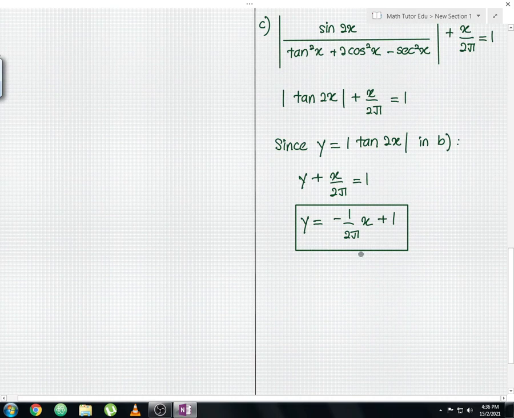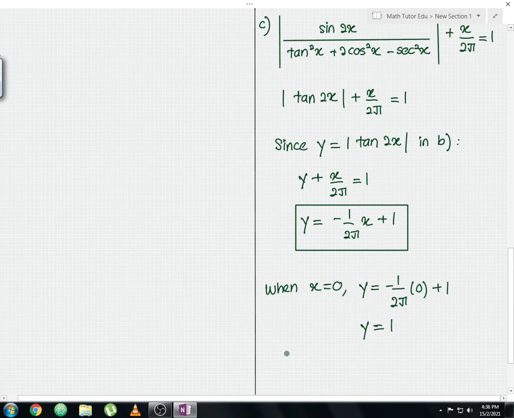Let us start with the lowest of the range, when x equals 0. Your y will be equals to negative 1 over 2 pi, times 0, and then plus 1. Negative 1 over 2 pi times 0, you'll get 0. So 0 plus 1, you'll get y equals 1. This is your first point.